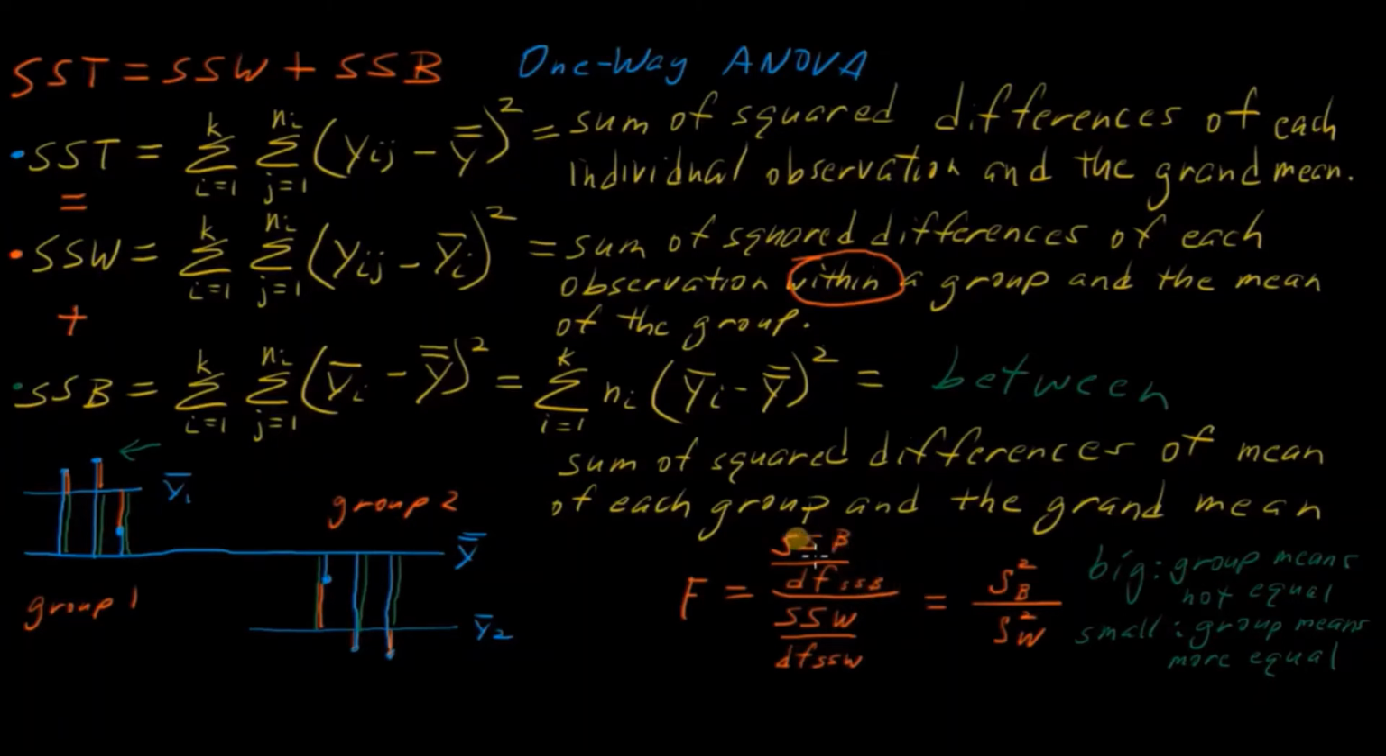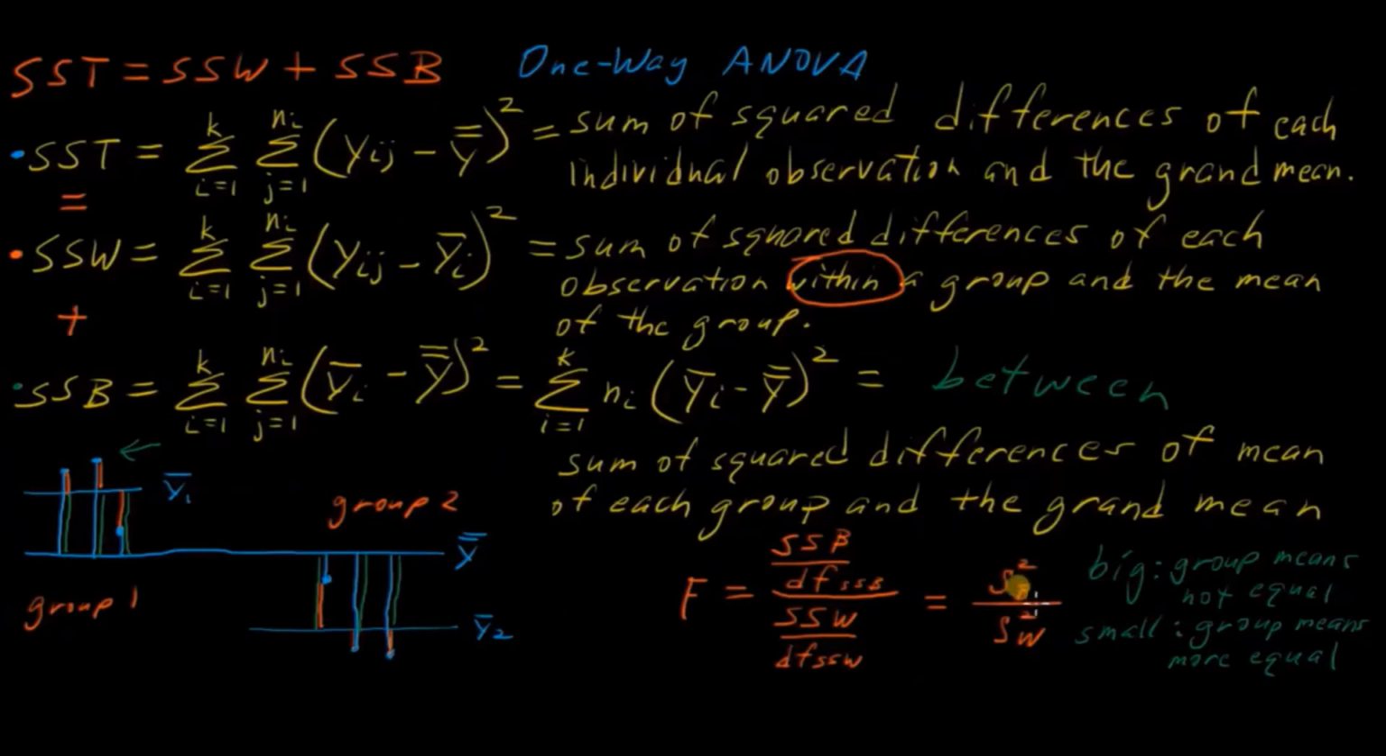If we take the sum of squared differences between, divide it by the degrees of freedom that belong to it, and do the same with within groups, we get this ratio. And then it kind of makes sense, if your variance is kind of the spread of your data.